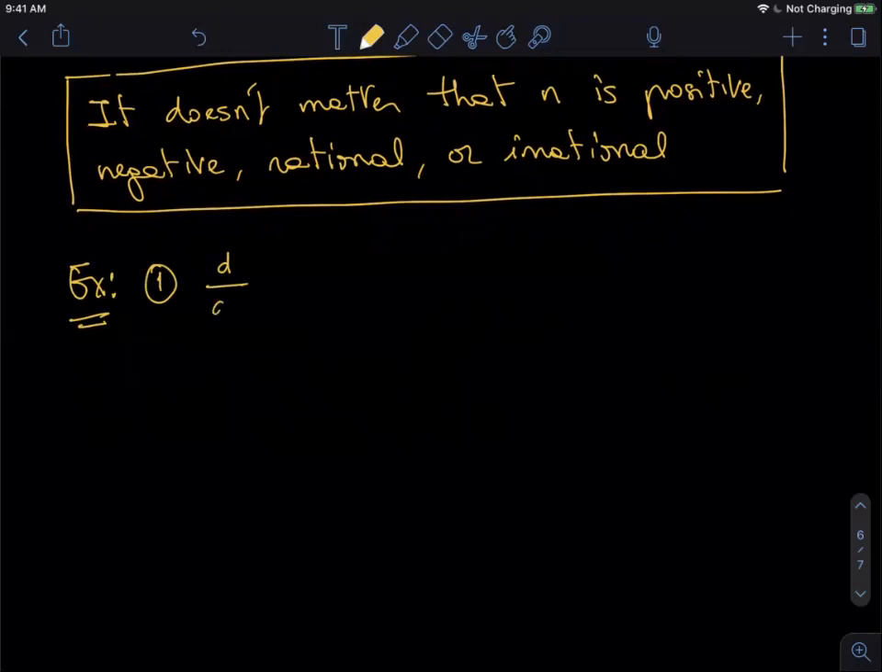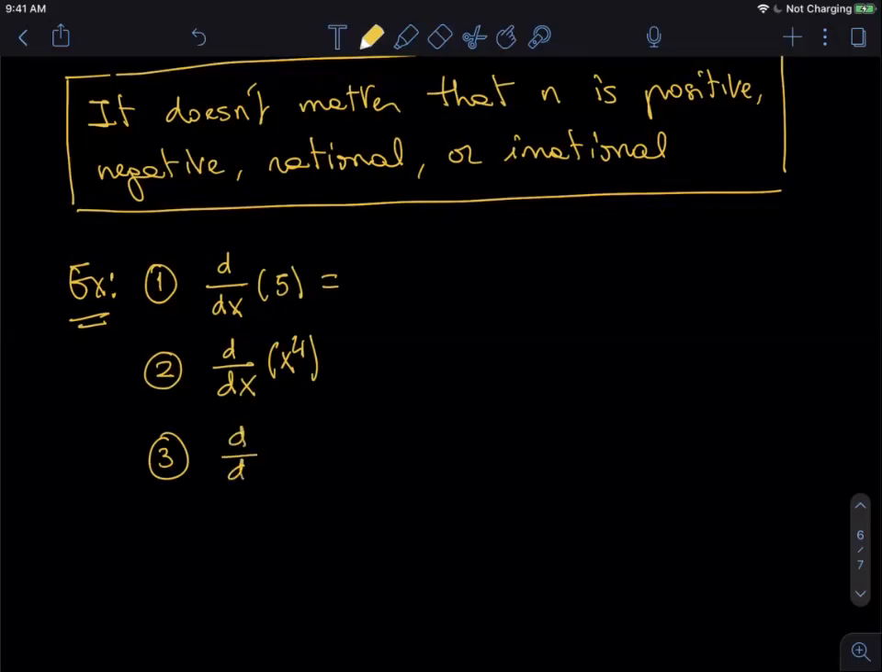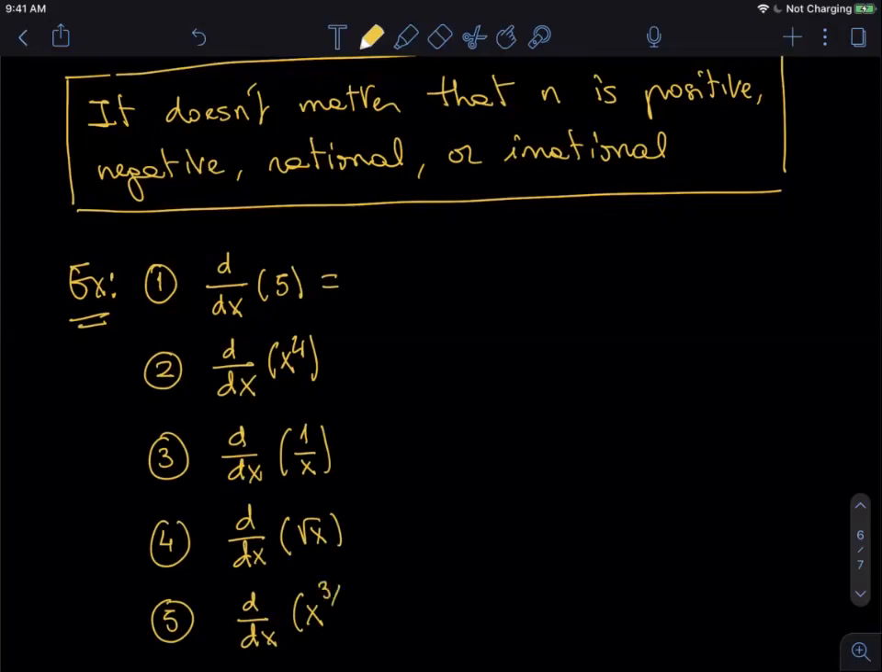Okay, so let's say d/dx of 5. I'm going to write the examples. I give you a moment to think what the answers are. So d/dx of x to the power 4. Then d/dx of 1 over x, d/dx of the square root of x, and then let's do one more, d/dx of x to the 3/2. You can pause the video for a moment if you need more time.